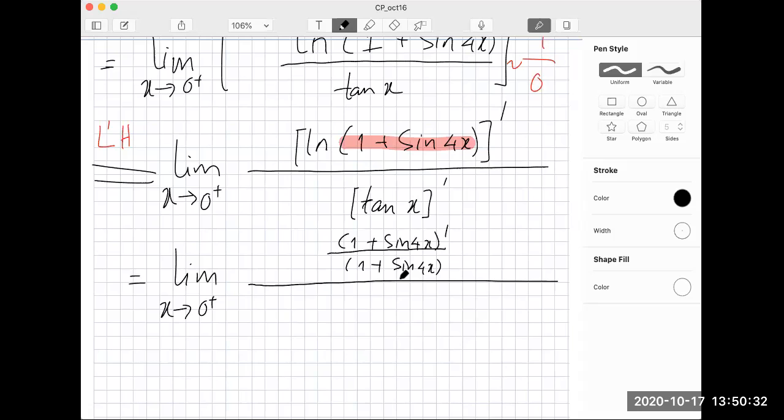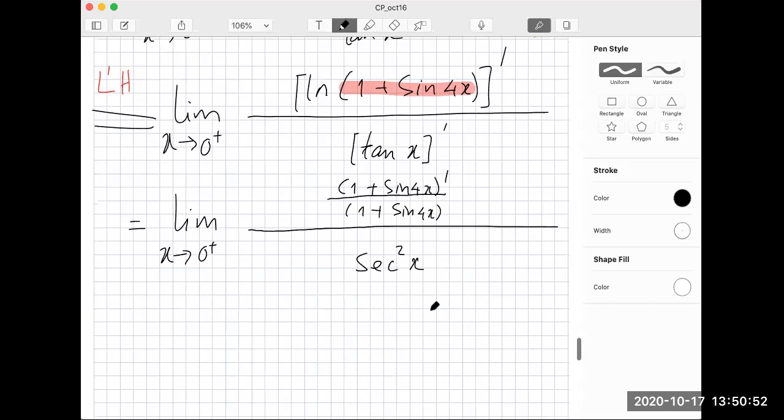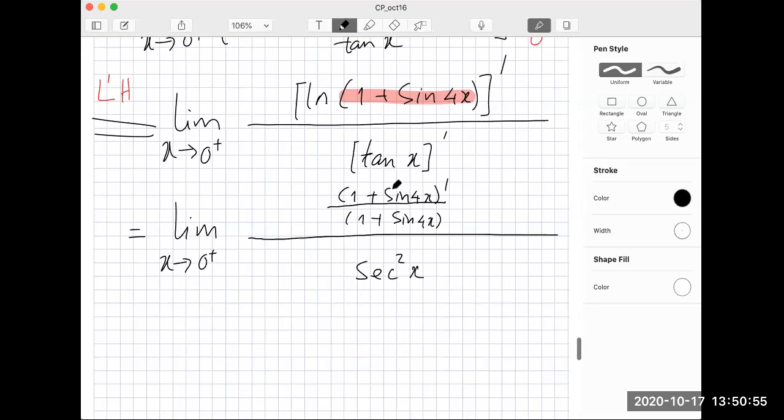And the derivative of tangent in the denominator gives us what? Secant squared, right? Okay. Now, in the denominator of the denominator, the derivative of 1 gives us 0. And the derivative of sine of 4x gives us? What is it?